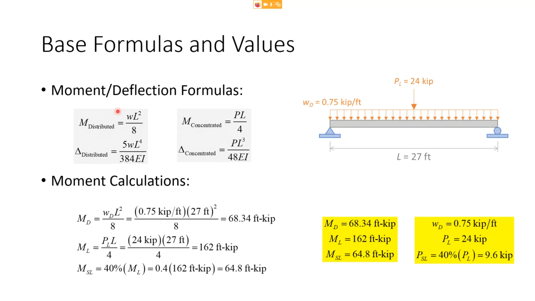So when you have a simply supported beam and a uniformly distributed load, the moment is WL squared over 8, and the deflection's 5WL to the 4th over 384 EI. We're not going to use that right now because down here we're just doing moment. For the concentrated load, the moment equation is PL over 4, and the deflection is PL cubed over 48 EI.